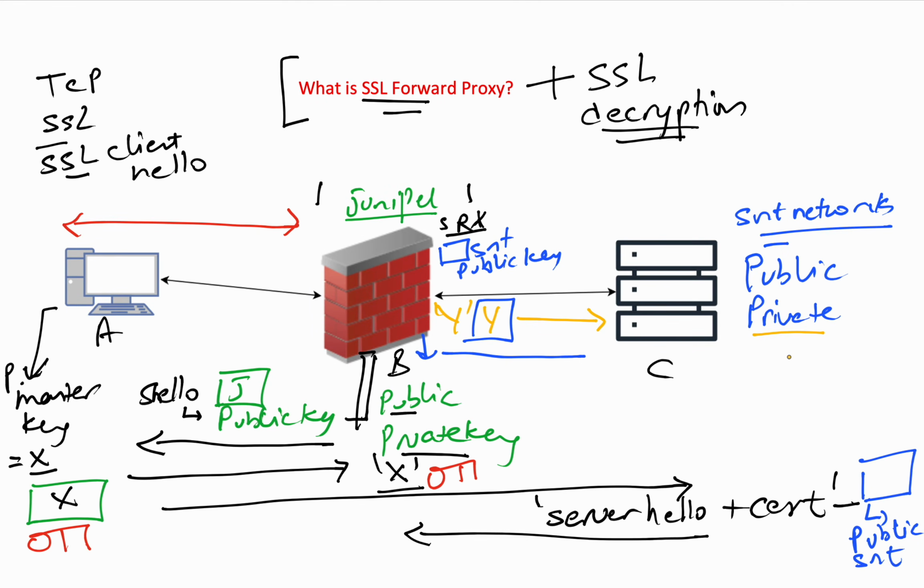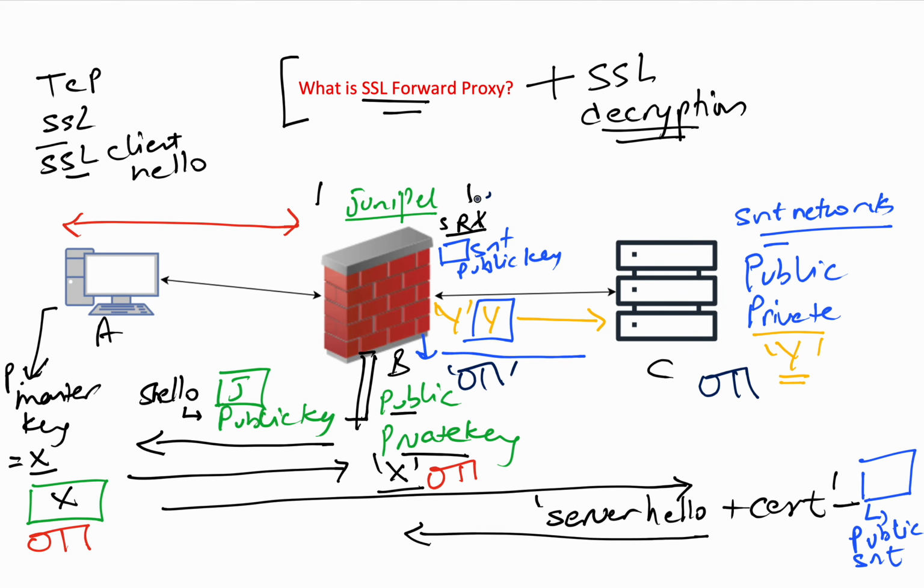Since SNT has the private key, it can finally decrypt and find the pre-master key. Now, using a pseudo random function, both sides will use client hello, server hello, client random, server random, and this pre-master key to generate a master key. Let's use a different color for this. Both of them have a master key here, and both have a different master key, correct?